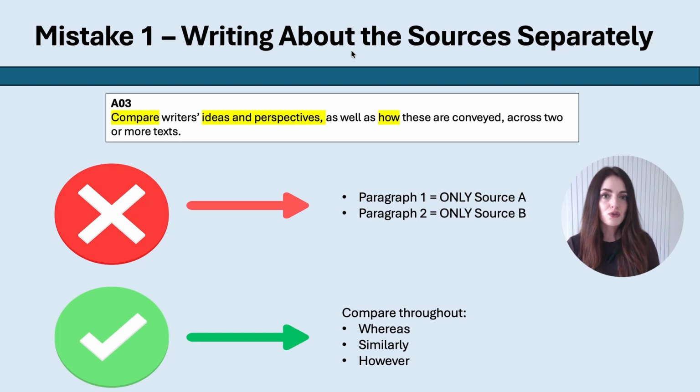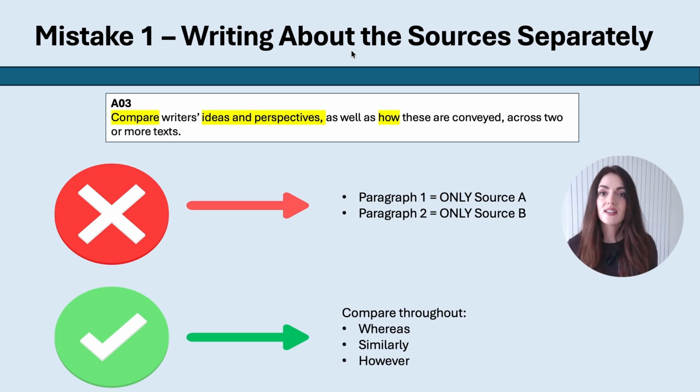A much stronger response would sound something like, both writers present travel as difficult. However, source A sees it as exciting and adventurous, whereas source B presents it as exhausting and uncomfortable. And then you might then choose to zoom in more on source A. So again, you're comparing both throughout. You don't have to necessarily compare on every single line.